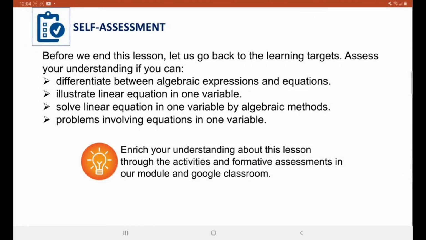Before we end this lesson, let us go back to the learning targets. Assess your understanding if you can. Differentiate between algebraic expressions and equations. Illustrate linear equation in one variable. Solve linear equation in one variable by algebraic methods. And solve problems involving equation in one variable. Enrich your understanding about this lesson through the activities and formative assessments in our module and Google Classroom.